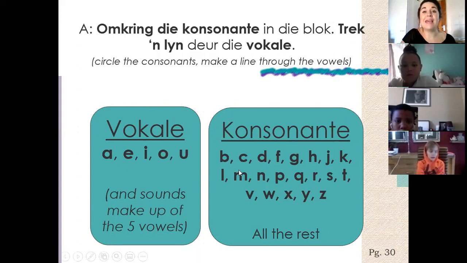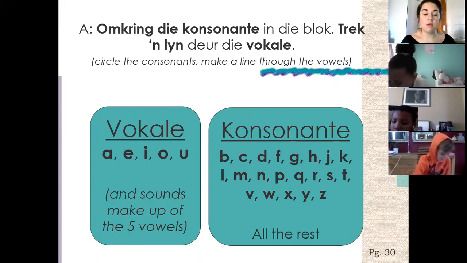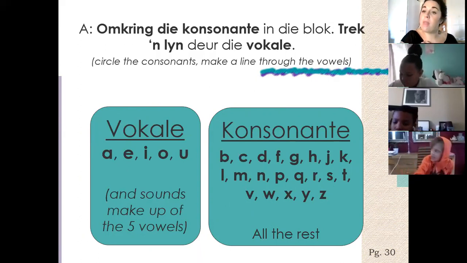And you have to make a line through your vowels. So you're going to make a line through your vocale. Everyone do one vowel and one consonant for me, and then you put 2 thumbs up so I can see that you're done. So make a line through the vowel and make a circle around the consonant. You can use these blocks to help you.